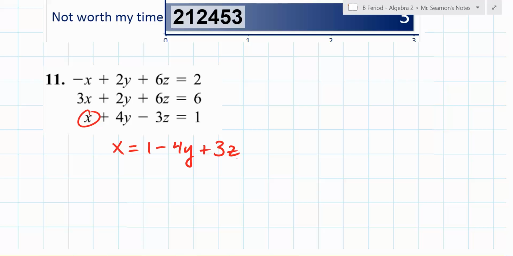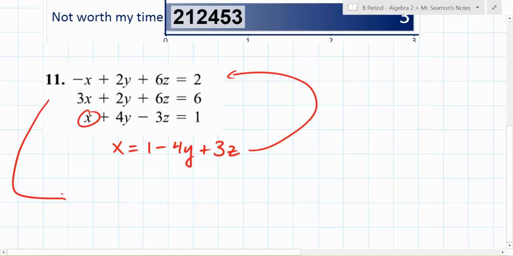Okay? You don't have to isolate z. You can isolate anything you want. What should we do next? Substitute x into the top. Correct. So let's substitute it into the top. And if we substitute it into the top, what do we end up with?